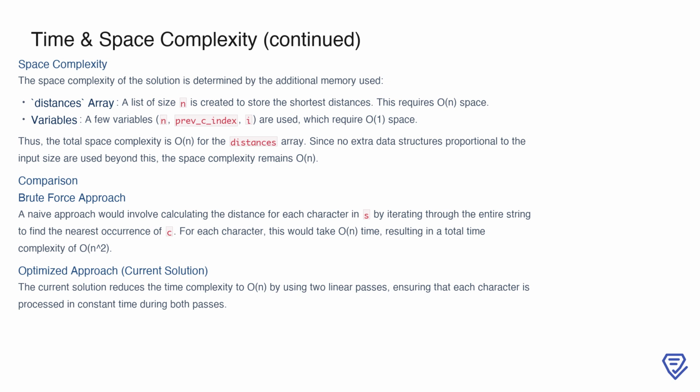Comparing this with a brute force approach helps to highlight the efficiency of the current solution. In a naive approach, we would calculate the distance for each character by iterating through the entire string to find the nearest occurrence of c. For a string of length n, this would result in O(n) operations per character, leading to a total time complexity of O(n squared). In contrast, the current solution optimizes this process by using 2 linear passes, reducing the time complexity to O(n), while maintaining the same O(n) space usage.